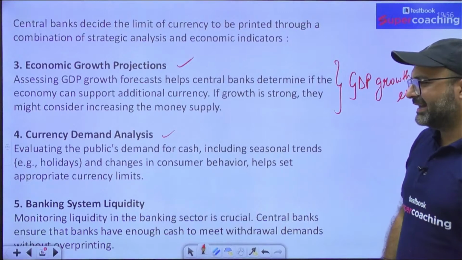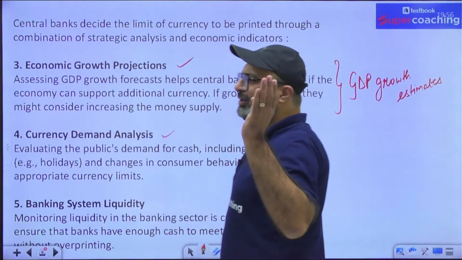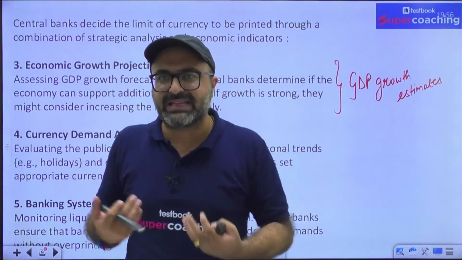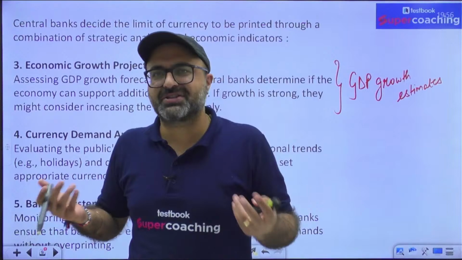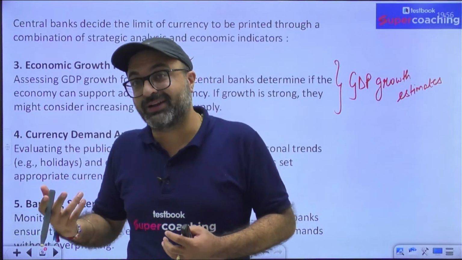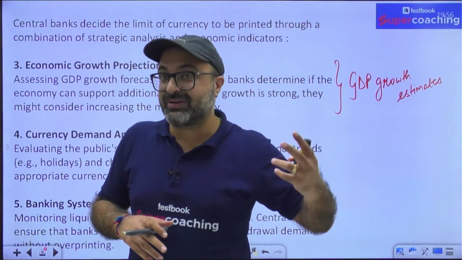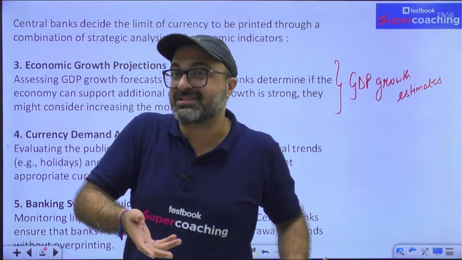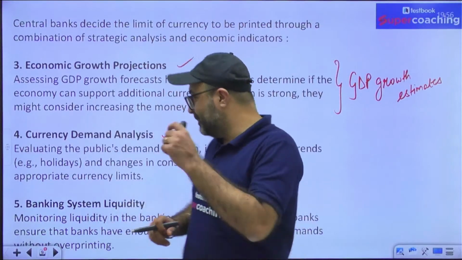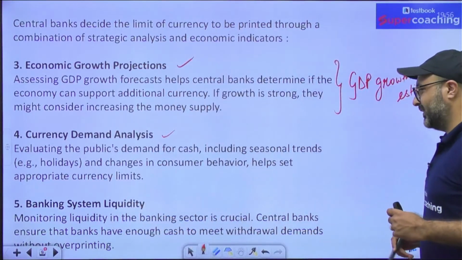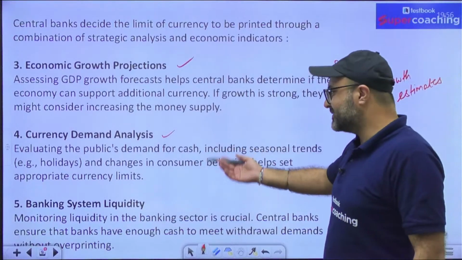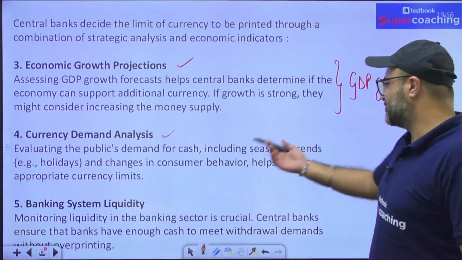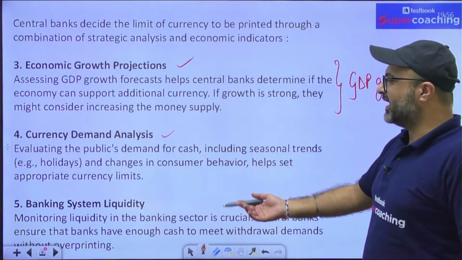Currency demand analysis means, the currency which you are going to print is actually the cash. But in today's digital world, demand on cash is decreasing. So currency need to be printed should be taken into consideration twice, because these days, I'm not saying demand on money is decreasing, but demand on cash is decreasing. So RBI also take into consideration currency demand analysis, which evaluate the public demand for cash, including the seasonal trends as well as change in customer behavior, help set appropriate currency limit.